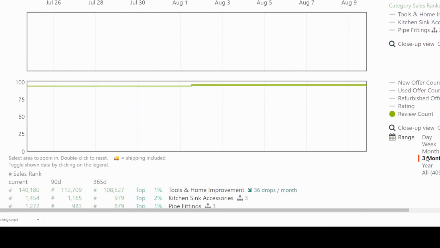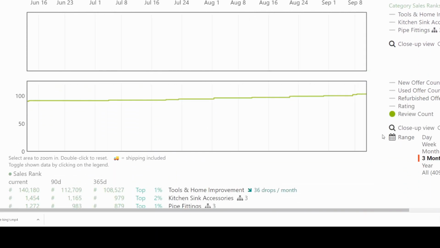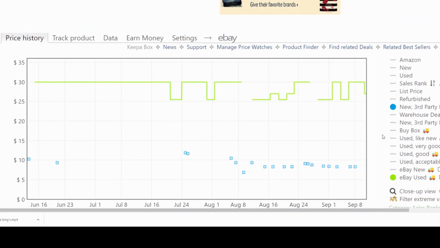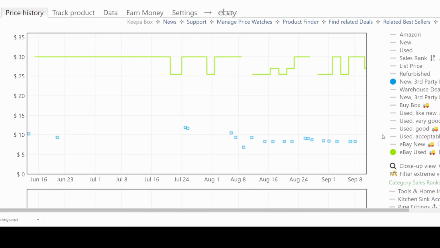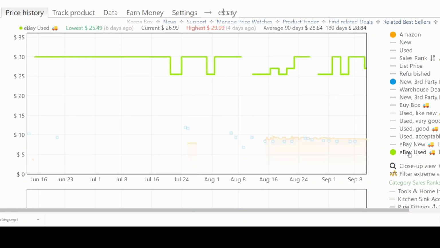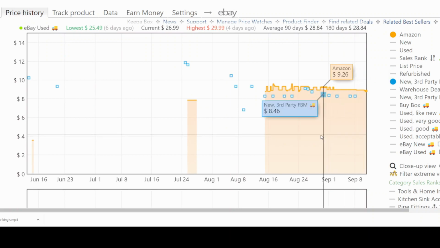So let me go back to the 3-month range. All right, going back to the graph, clicking on Amazon, it says sold and fulfilled by Amazon. Gaps in the graph are periods Amazon did not offer the product and was out of stock. Let me turn this eBay off so we have a more natural looking graph.